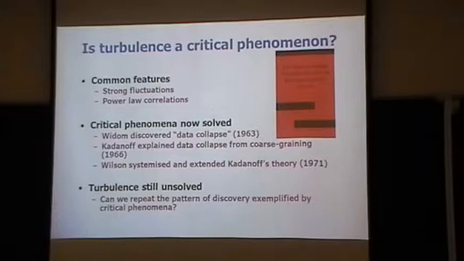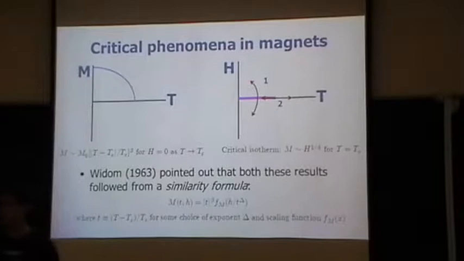So, can we do the same thing for turbulence? I'm going to show you that one can, and I'm going to show you that one can do that with the Nikuradse data that you saw yesterday. So let's just remind you about what happens in magnets. Probably some of you have never had a critical phenomena course, so I'm going to show you critical phenomena in just a few minutes.